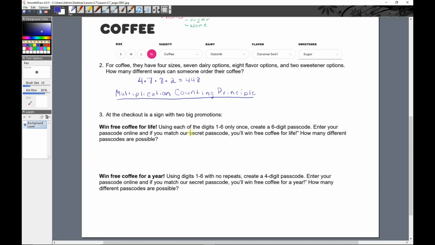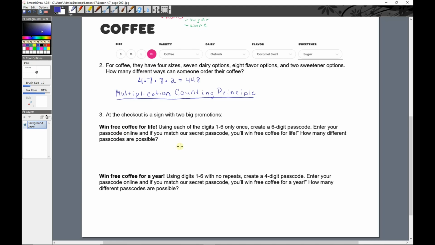So we're going to move on, and we're going to look at factorials next. So at the checkout sign, I guess we're still in Dunkin' Donuts. There is a sign with 2 big promotions. One is to win free coffee for life. And here's how you do it.